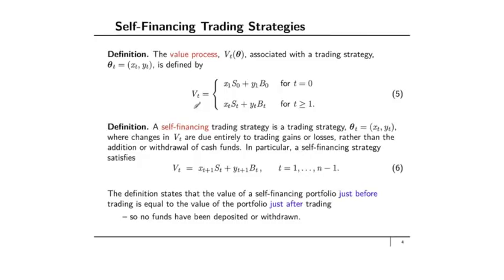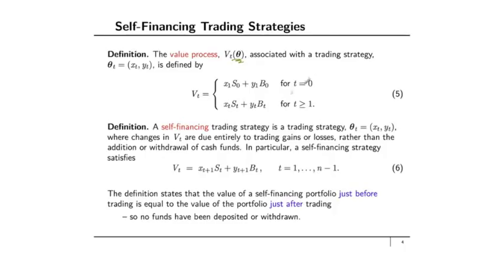Now I want to discuss the concept of self-financing, and in particular self-financing trading strategies. Before we do that, we just need to define what we mean by the value process V_t of theta that is associated with the trading strategy theta_t equals (x_t, y_t). We define V_t to be equal to x_t S_t plus y_t B_t for t greater than or equal to 1. And of course this is just the value of the portfolio at time t. x_t is the number of units of the stock that we hold, so x_t S_t is our stock position, and y_t B_t is our position in the cash account, or value of our cash account position. So this is the total value of the portfolio.